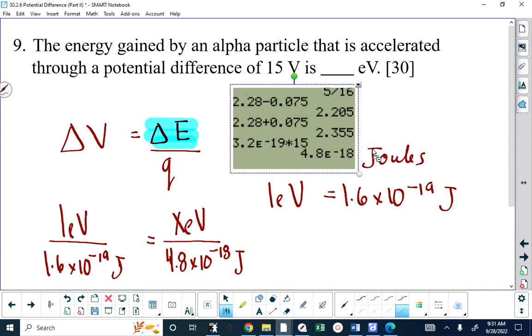If someplace in a written response you did have to convert joules to eV, you either have to do this or you have to write down 4.8 times 10 to the negative 18 divided by 1.6 times 10 to the negative 19. You need to show the calculation, but I don't think any real explanation is needed. Yeah. It's what I would call trivial.